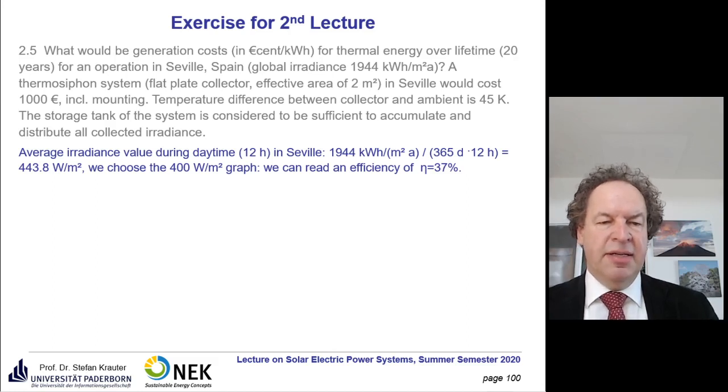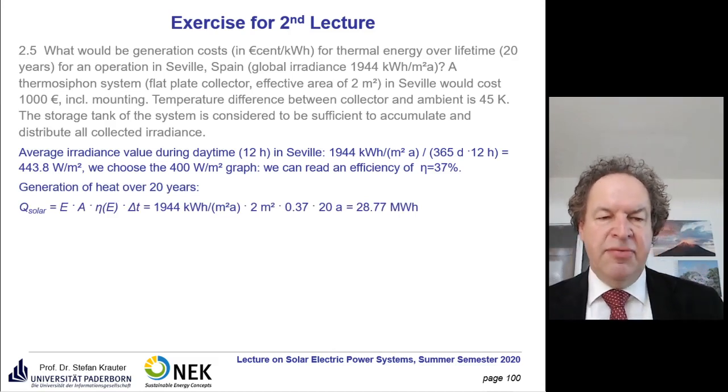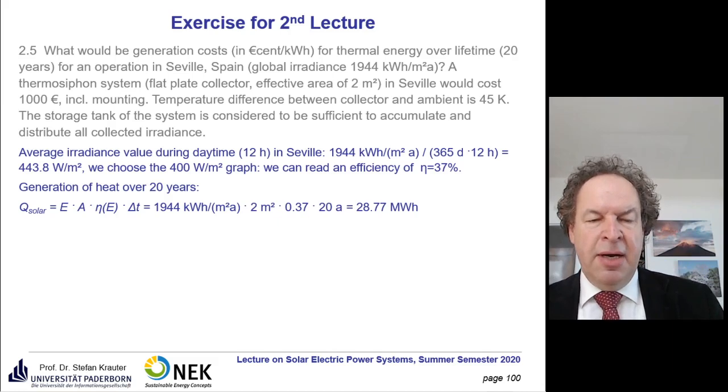37%. And we have the generation over 20 years. That means we have this irradiance value for the whole year times 2 square meter times the average conversion efficiency multiplied by 20 years. So we have about a generation of 28.77 megawatt hours. In general, the calculation is very rough.